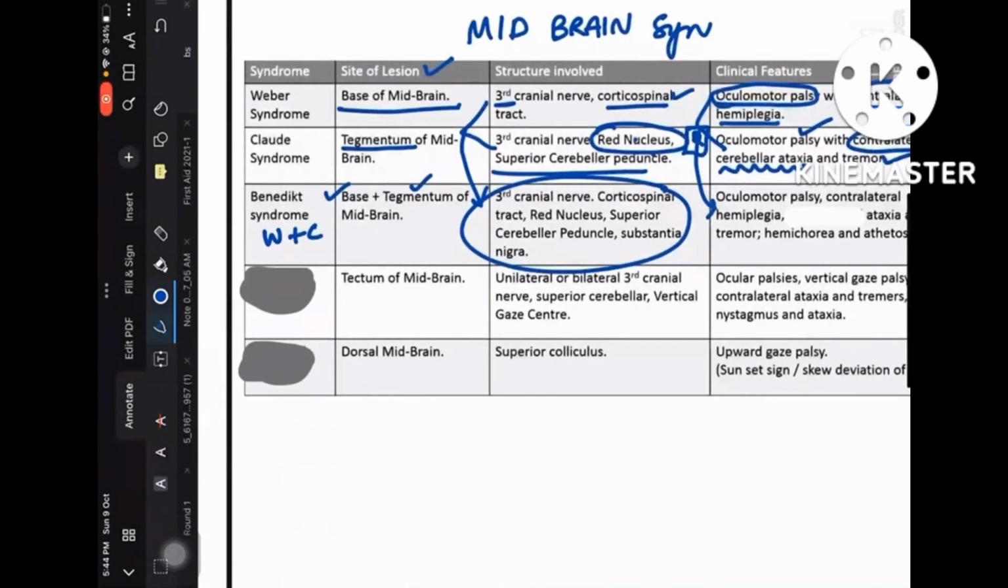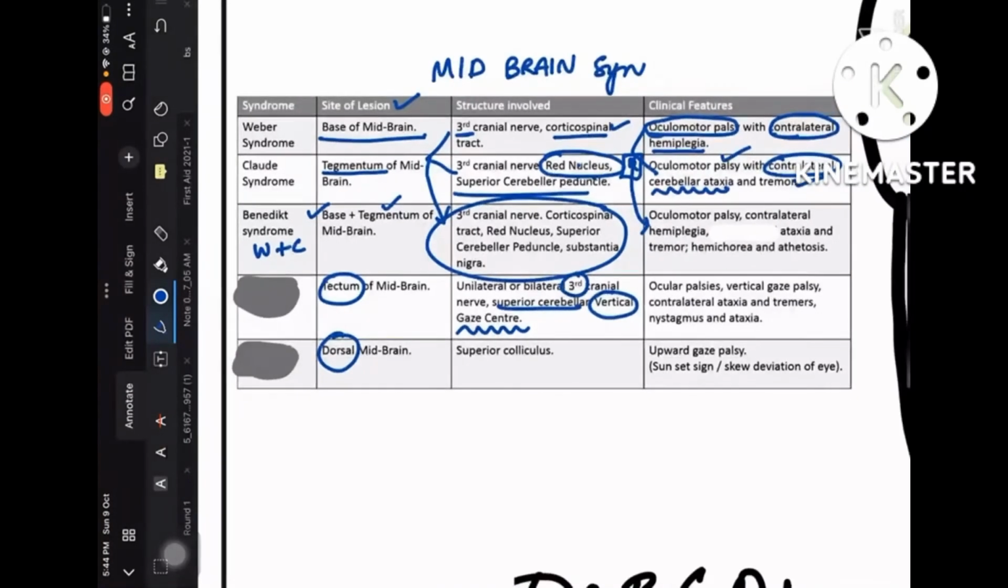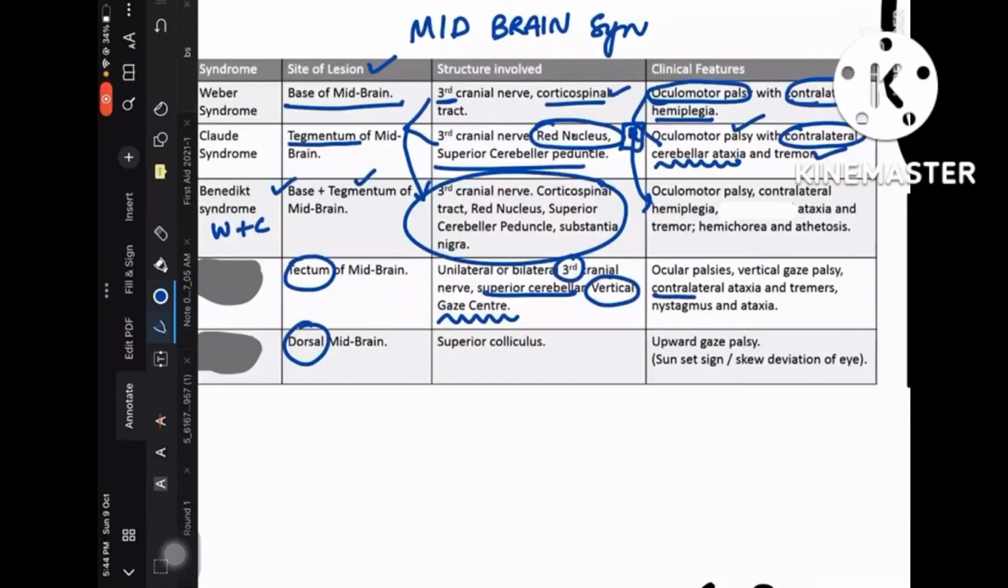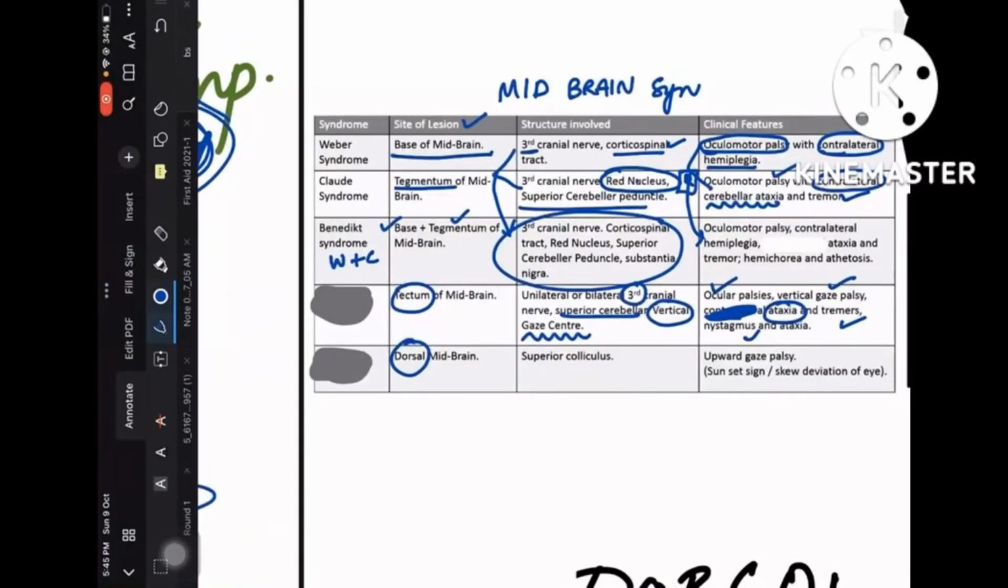Now coming to the next, that is tectum. We have entered the dorsal midbrain syndromes. In the tectum, we have a unilateral, bilateral third cranial nerve, superior cerebellar peduncle, and vertical gaze center involved. So that is causing contralateral, this should be actually ipsilateral, ocular palsies, vertical gaze palsy, ataxia, tremors, nystagmus. So this should be Nothnagel.